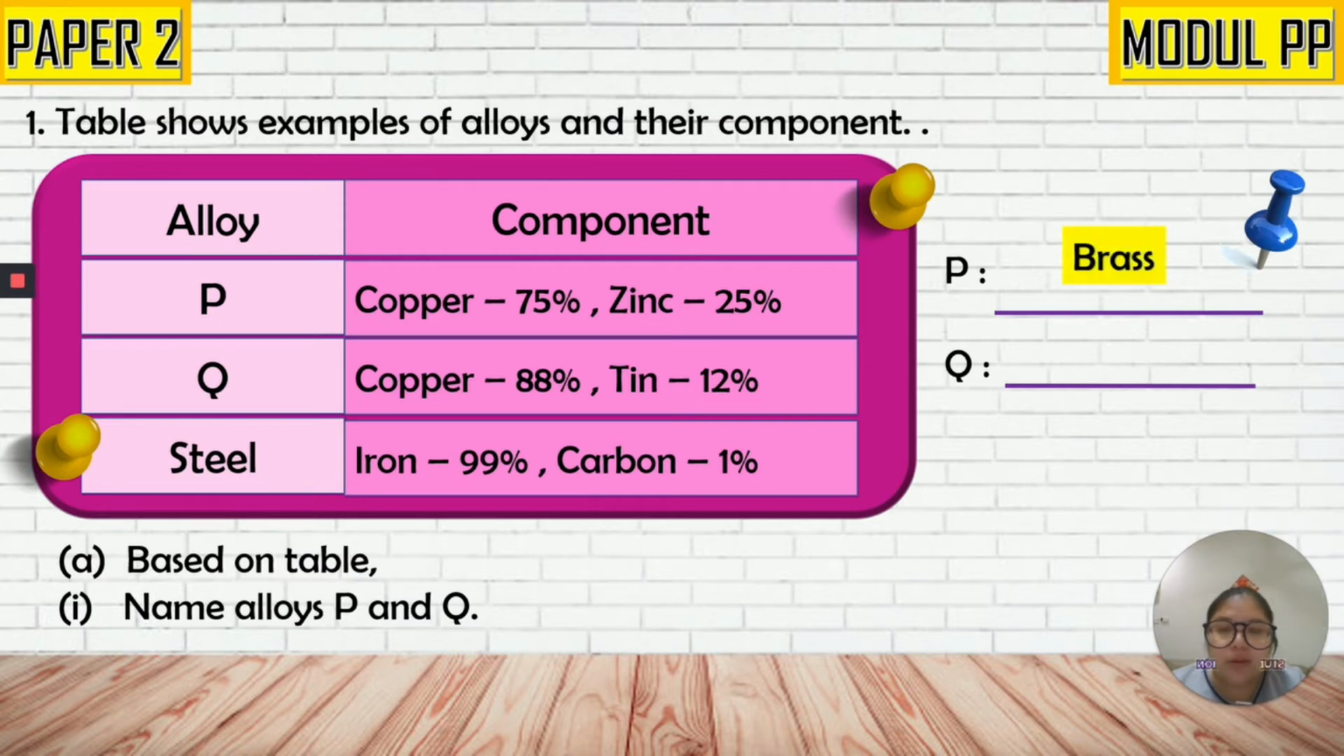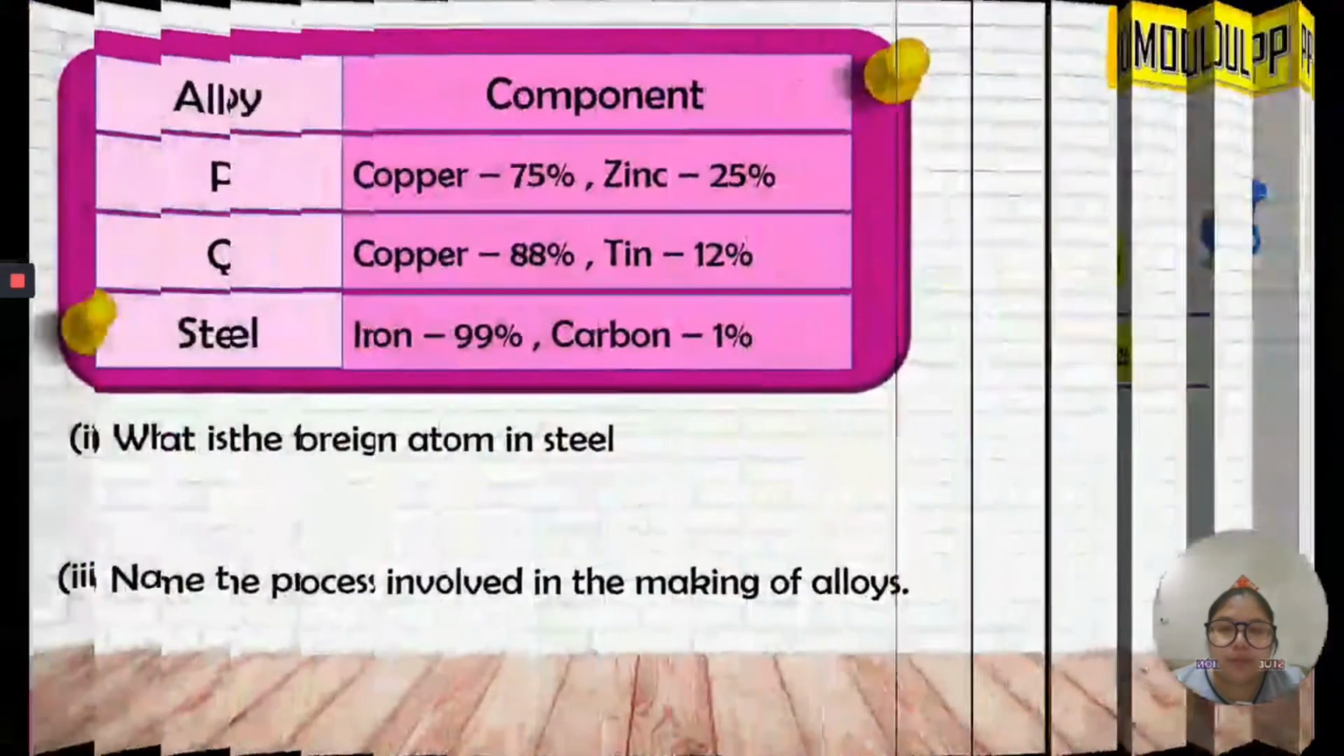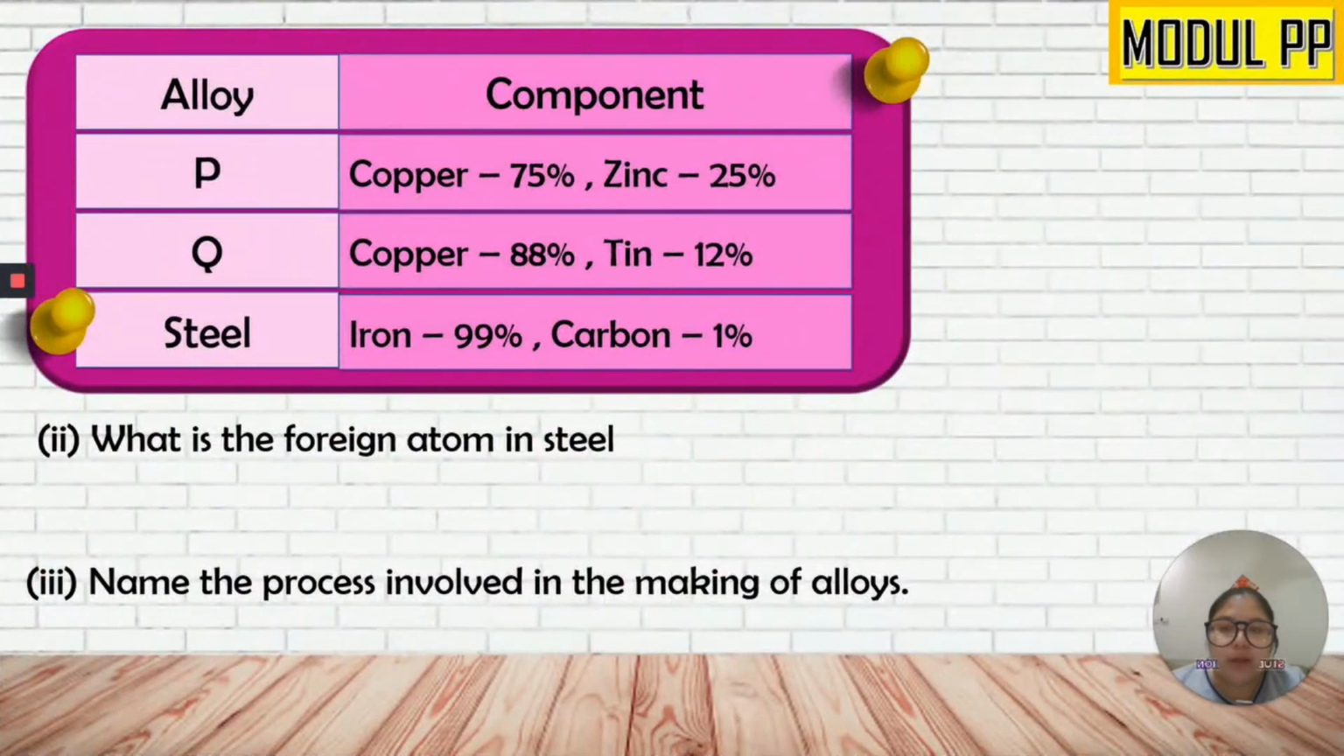Okay, the brass. Now we're going to see the next one, the Q. 88 is copper, then the tin is 12 only. So this one should be the bronze. One is a brass, another one should be the bronze. Okay, we go to the next one. What is the foreign atom in the steel? Steel main should be iron, the foreign should be the carbon, because carbon just got 1%.